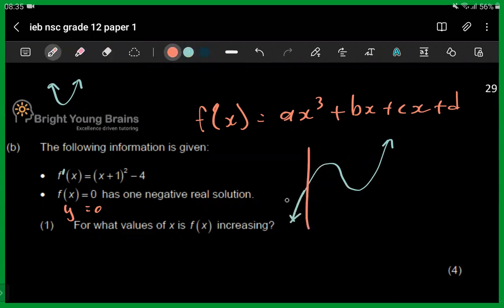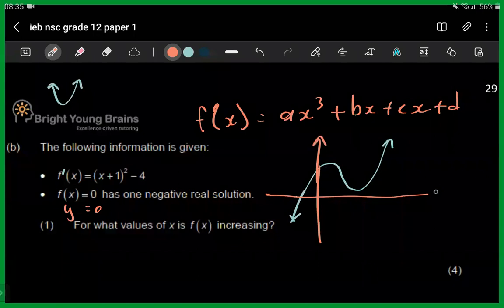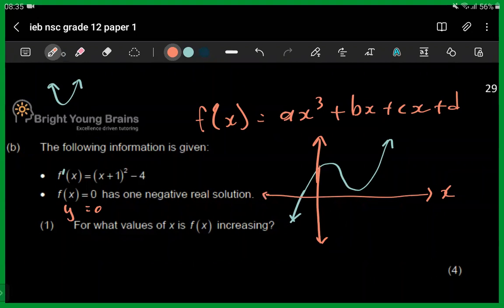So you're going to have maybe something like this, where your graph does not touch your x-axis again. It only touches it once on the negative side. So this is a rough sketch of your image. All this is based on the theory that you need to know about all this work.